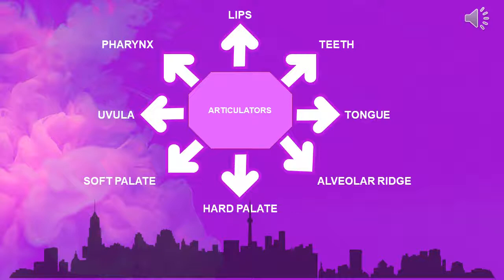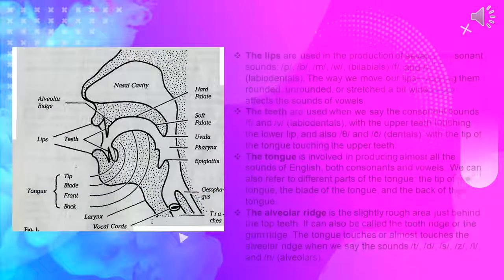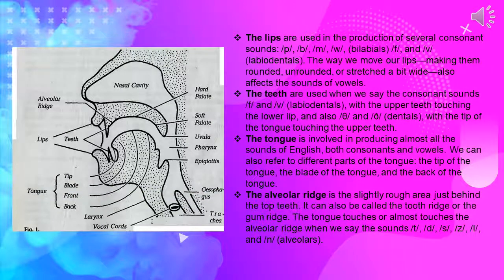Articulators produce the sounds of language and divide it into several parts. The example of bilabial is pump. The example of labiodental is favor. The examples of dental are thing and this. The examples of alveolar are toe and zap.